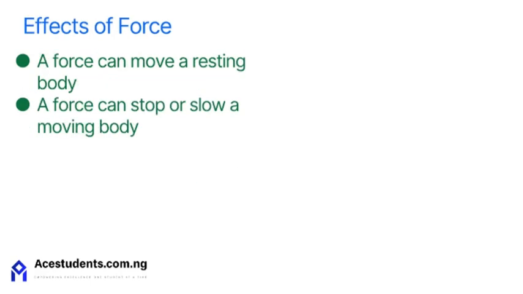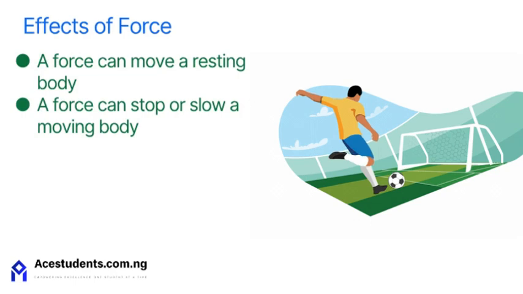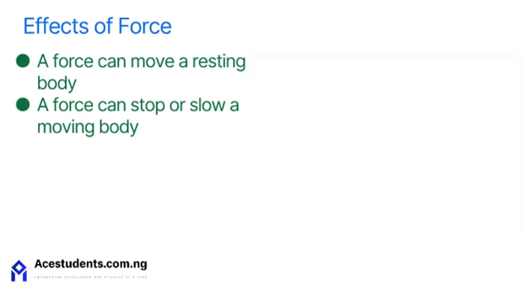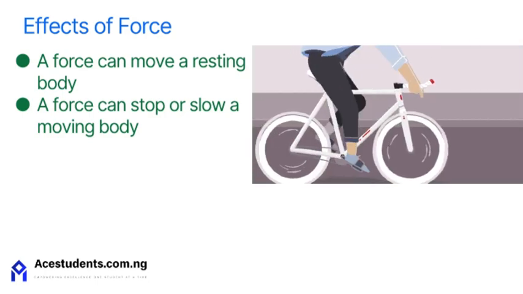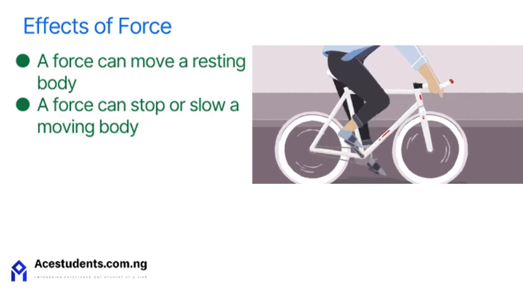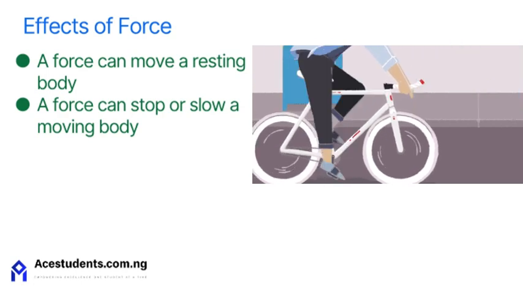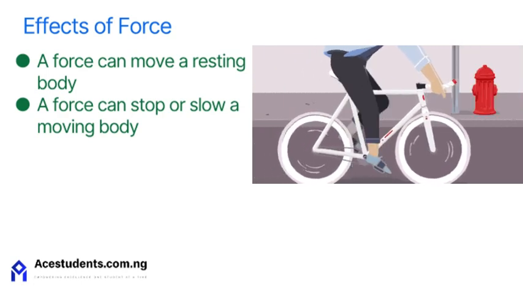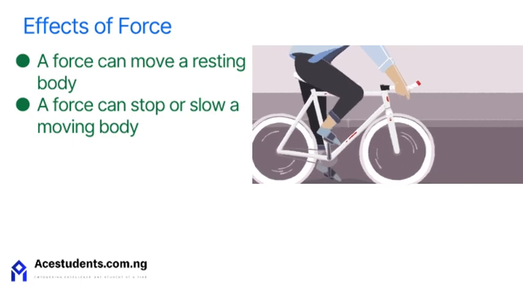A force can move a body that is initially at rest. For example, when you kick a football lying on the ground, your foot applies a force, and the ball begins to move. Next, a force can also stop or slow down a moving object. For instance, when you apply brakes to a moving bicycle, the frictional force between the brakes and the wheels slows it down, and eventually stops it.